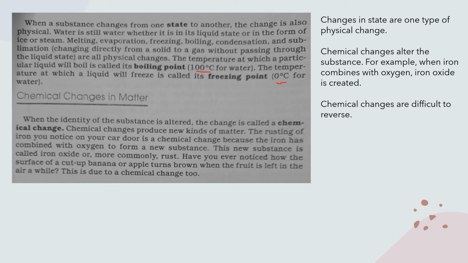Finally, chemical changes. When the identity of the substance is altered, the change is called a chemical change. Chemical changes produce new kinds of matter. For example, rusting. If you go and look at a piece of metal that's been outside for a long time, it's probably become brown. Now, the iron in the metal is combining with the oxygen in the air. This is called oxidation. So the metal and the oxygen combining together creates a new substance.